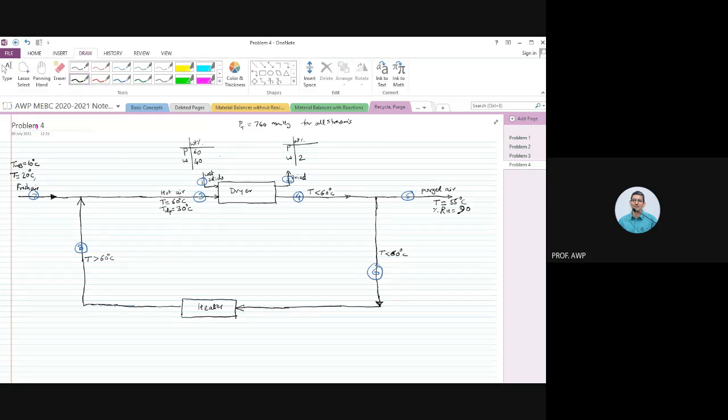Air coming out of the dryer, stream number 4, is going to be obviously cooler than 60 degrees centigrade and more humid. That air, stream number 4, is partly purged and partly recycled through a heater so that its temperature can be increased. Is that okay? Is the problem description okay with everybody? Yes, no? Yes, sir.